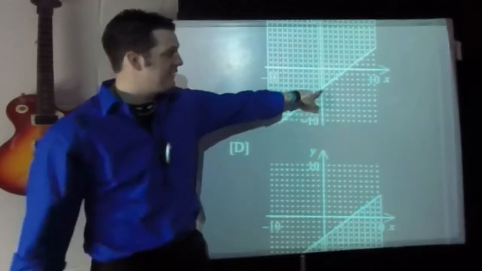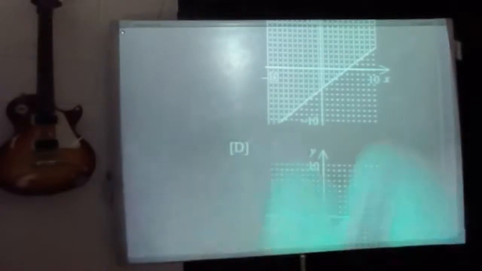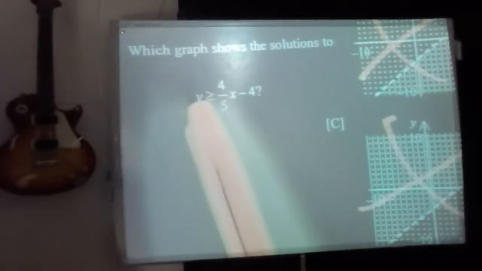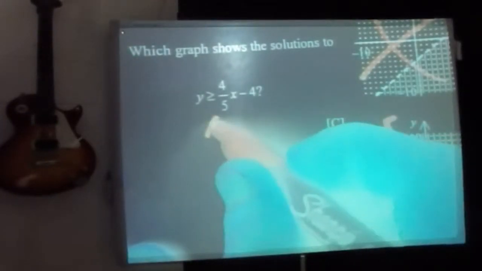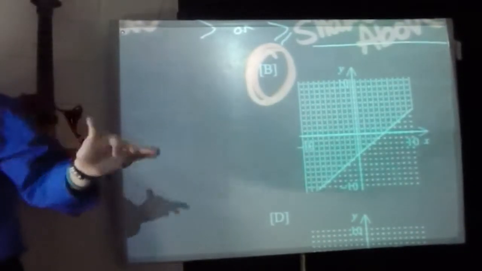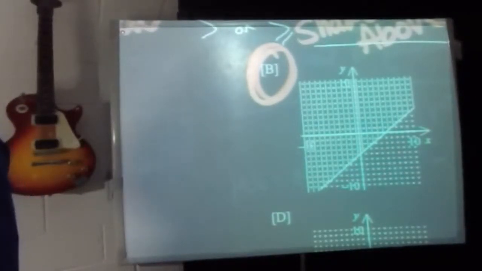No different. They both have the same y-intercept. They both have a positive slope. They're the exact same line. The difference is the shade. Look at the shade that we need for this. What is it? That's up. That's a greater than or equal to. Shade up. Greater than or equal to, shade up. So what do we got, B or D? B. That's it. All you had to do is identify what kind of line you wanted, solid or dotted, and then whether you should be shading up or shading down.